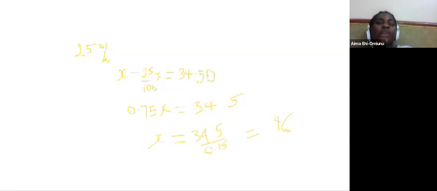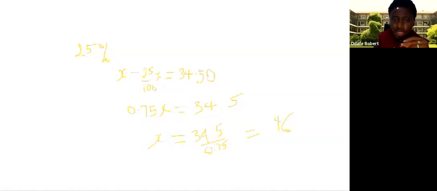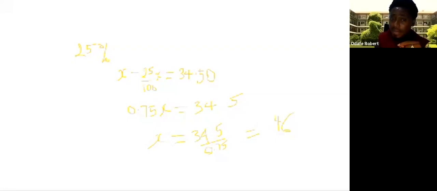How did you get 0.75x? Okay, 25 over 100x is the same as what? 0.25x, because 25 over 100 is 0.25. So you have 1x minus 0.25x. And what is 1 minus 0.25? That's exactly 0.75x. We're not substituting anything, we're dividing both sides by the coefficient of x, which is 0.75. You get it?